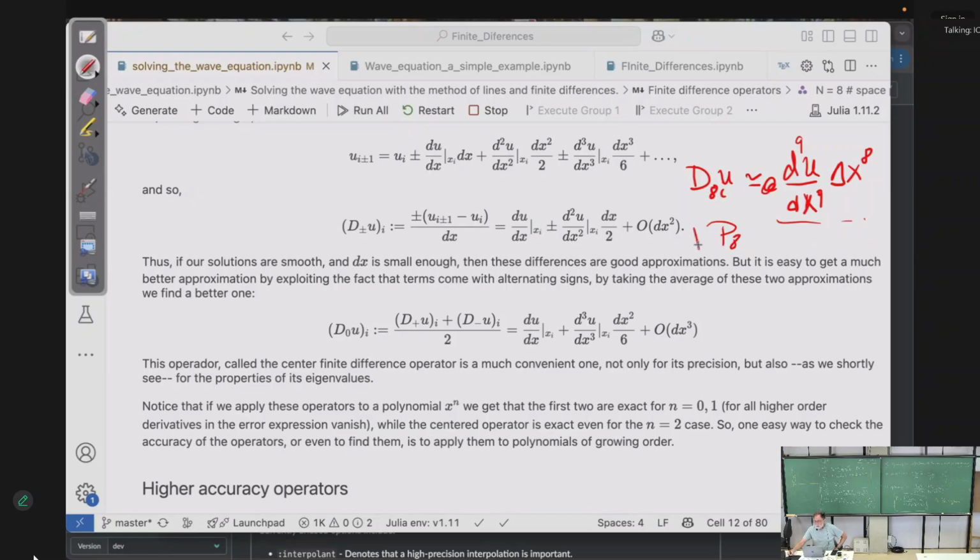So if you apply D8 to a polynomial of order 8, this is the same as the 8th derivative, okay? So this is exact. So one way of finding the higher order approximation is just to apply to polynomials. That we saw also.